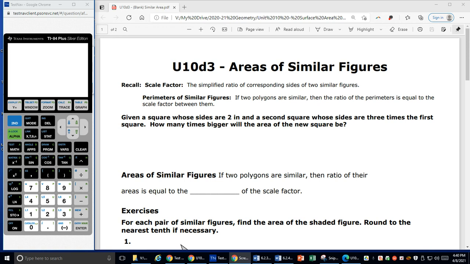Hi, and welcome to Unit 10, Day 3. Today we're going to compare areas of similar figures. So we need to do a little bit of recalling when we're talking about area.